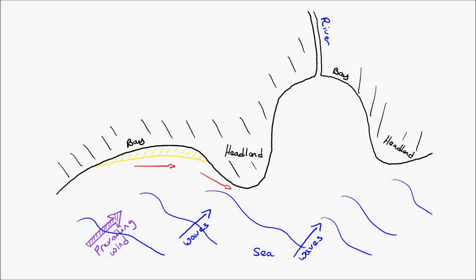This sediment that is slowly transported across the coast will eventually become deposited on the far side of the headland. This part is more sheltered and less affected by the waves and the wind, so therefore deposition occurs. Now, every so often the wind direction can change.